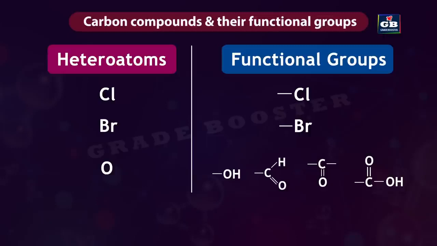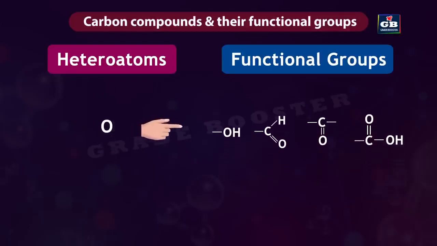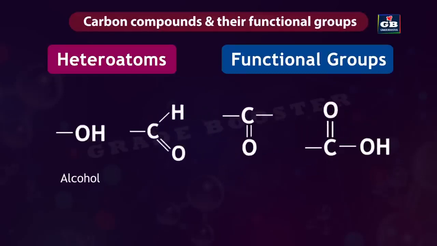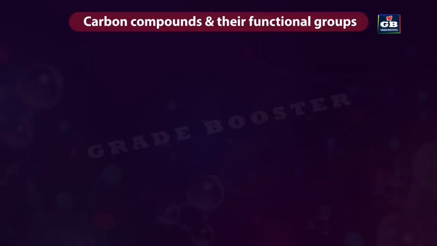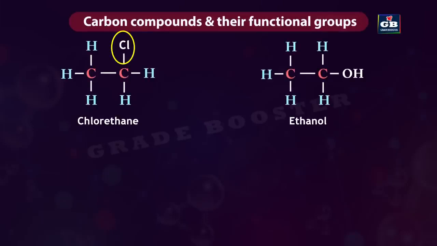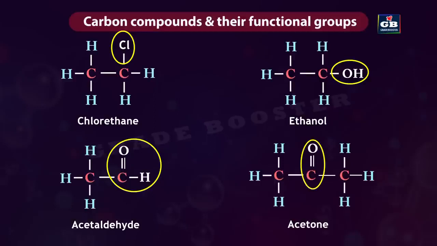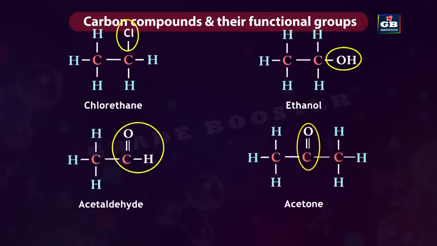Sometimes heteroatoms pair up with some other atoms and form groups. For example, here oxygen is the heteroatom. It forms various functional groups like alcohol, aldehyde, ketone, carboxylic acid. This is chloroethene. Here chlorine is the functional group. This is ethanol. Since OH is the functional group, it is an alcohol. This is acetaldehyde. CHO is the functional group, so it is an aldehyde. This is acetone. CO is the functional group and it is a ketone.